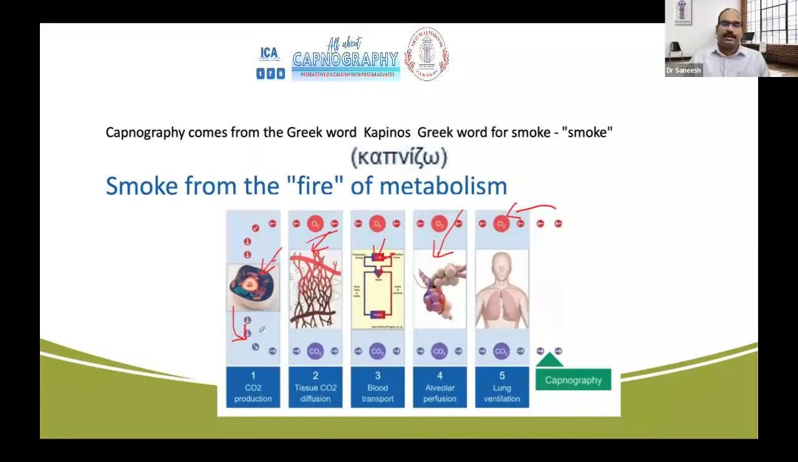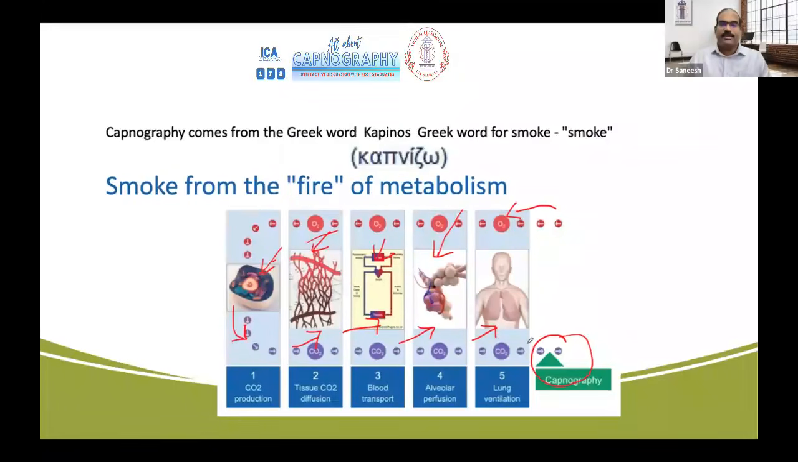This carbon dioxide from the cellular metabolism, the carbon dioxide production, goes into the tissue carbon dioxide diffusion, then it gets into the blood circulation for transport. It reaches the alveoli or respiratory membrane where gas exchange happens. And when we exhale, the carbon dioxide comes out. So this is where we catch it.